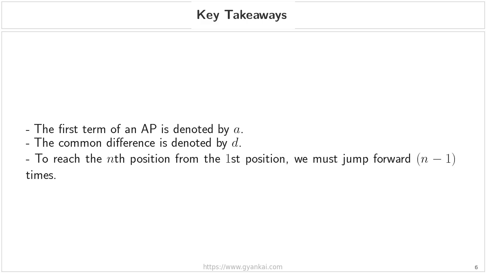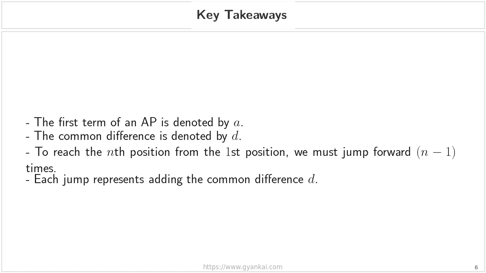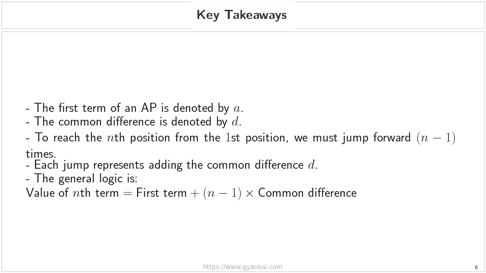To really understand why the formula works, I want you to visualize the sequence as a series of steps. To reach the nth position starting from the first position, you don't need to jump n times. Instead, you must jump forward n-1 times. Each of these individual jumps represents adding the common difference to your total. So, putting it all together, the general logic for finding any term is this. The value of the nth term equals the first term plus the quantity n-1 multiplied by the common difference.